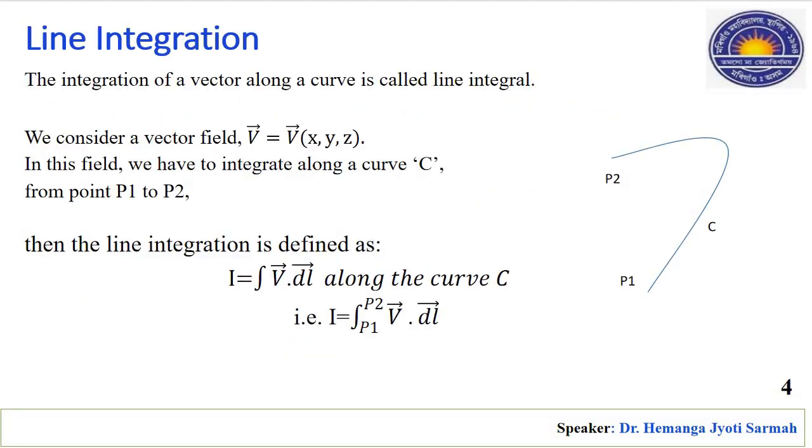So we are going to line integration. If we are integrating along a line, then it is called a line integration. Or if we are integrating along a curve, which may or may not be a straight line, then we can also term it a line integration. Here we are considering a vector v which is a function of x, y and z. If we are integrating from point P1 to point P2 over the curve C, then the integration can be written as I equal to integral of v dot dl along the curve C, or integration from point P1 to P2 of v dot dl.